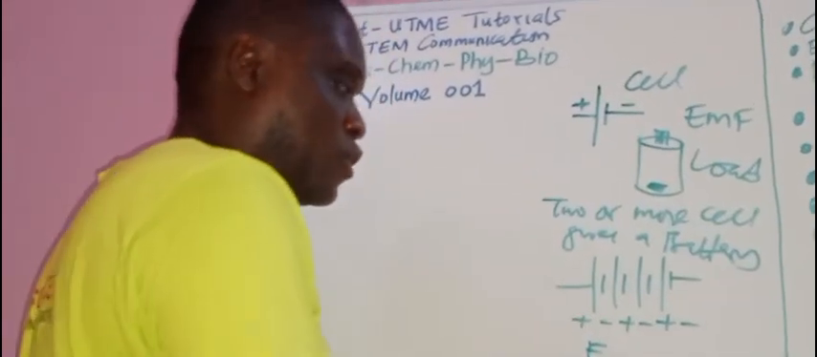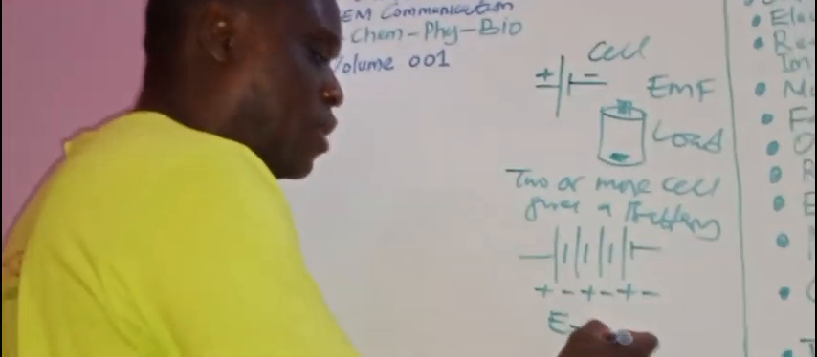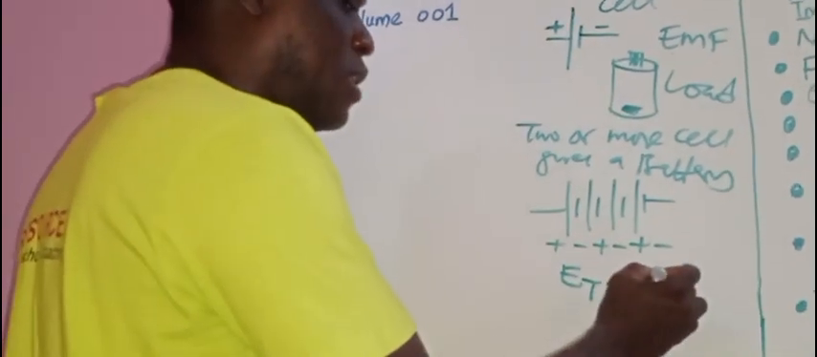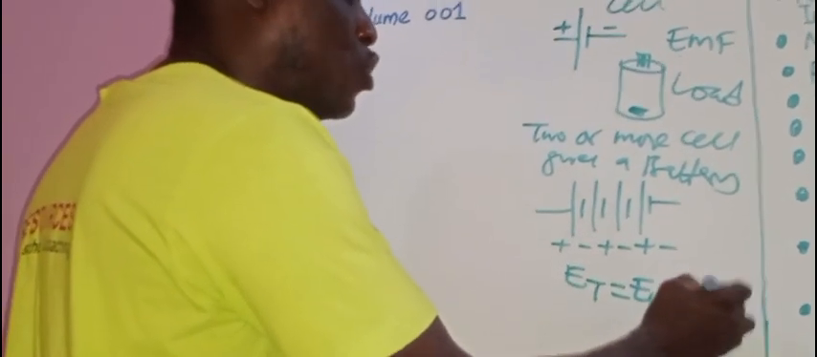The opposite of that is potential difference. That is when it has been connected: the voltage across the load becomes the potential difference. So the total electromotive force will be the sum, maybe E1 plus E2 plus E3 plus E4.